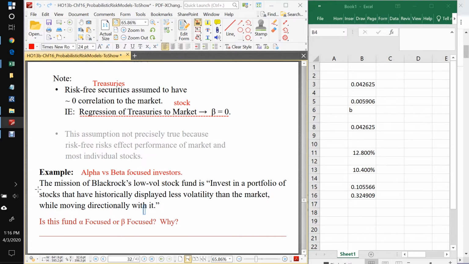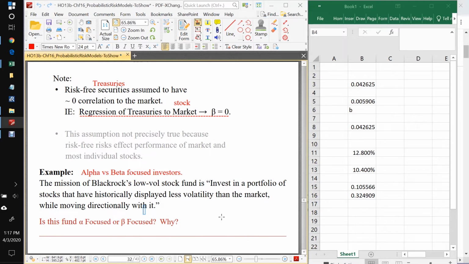Okay, so let's see what we got here. The mission of BlackRock's low vol stock fund is to invest in a portfolio of stocks that have historically displayed less volatility than the market while moving directionally with it. So is this fund alpha focused or beta focused, and why?